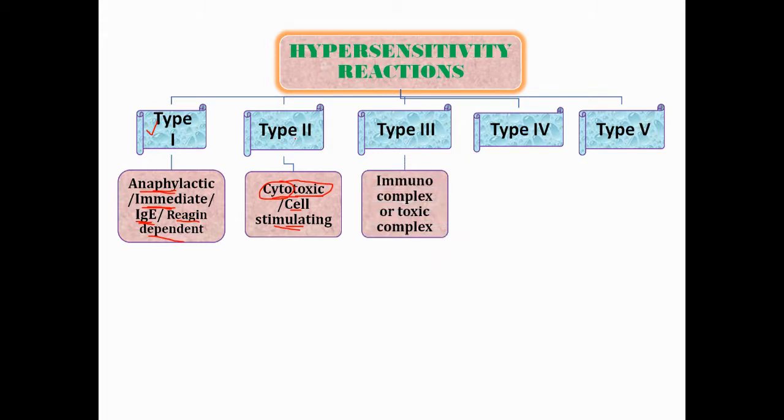Next is the type 3 hypersensitivity reaction. It is also known as the immunocomplex or the toxic complex. As it forms certain immunocomplexes, it is known as immunocomplex hypersensitivity reaction, and as it forms some toxic complex, it is also known as the toxic complex hypersensitivity reaction.